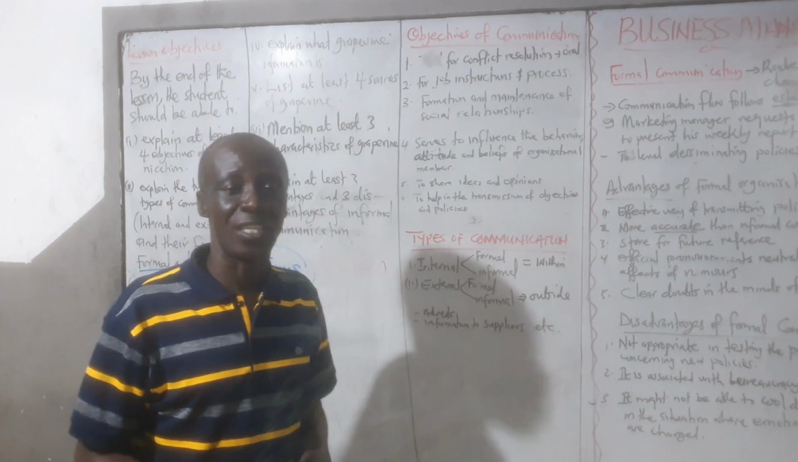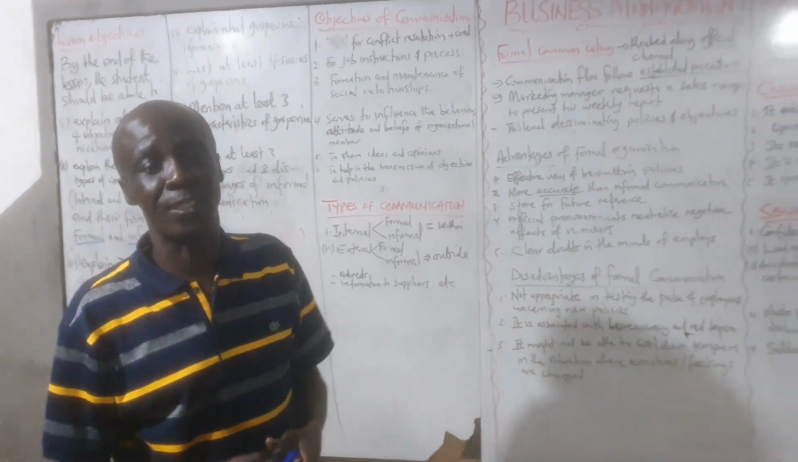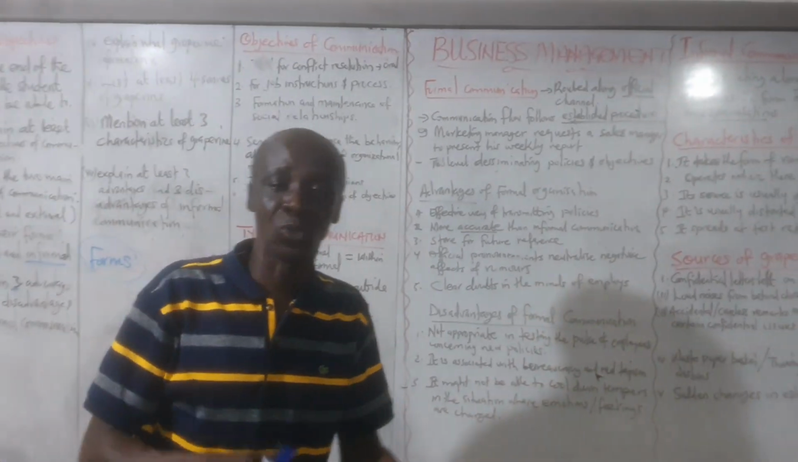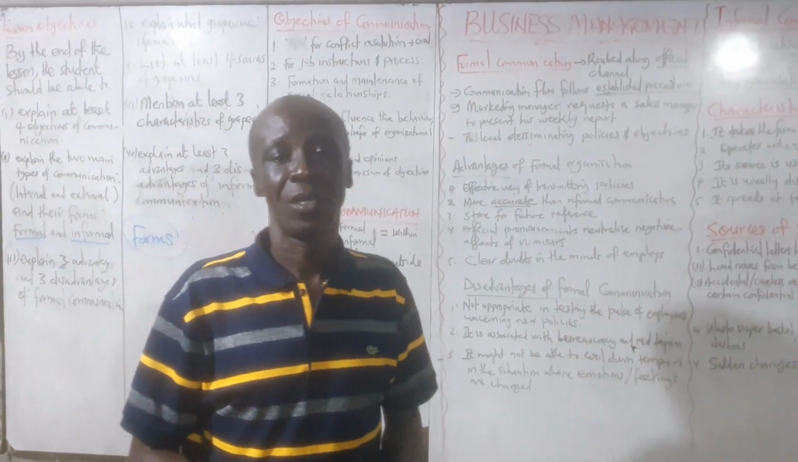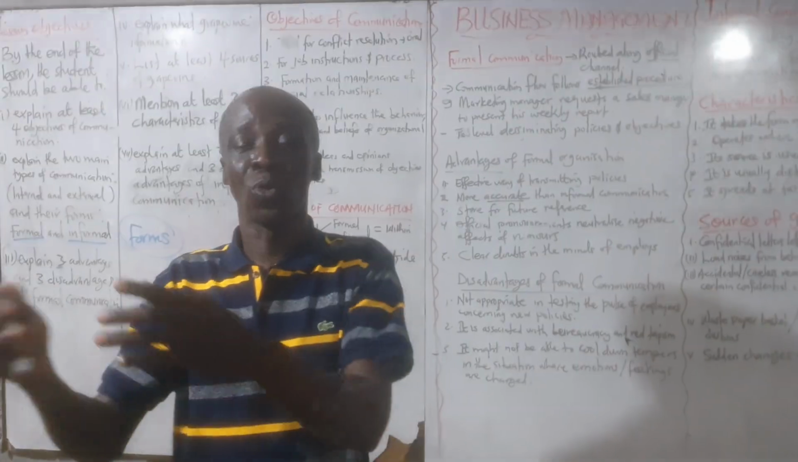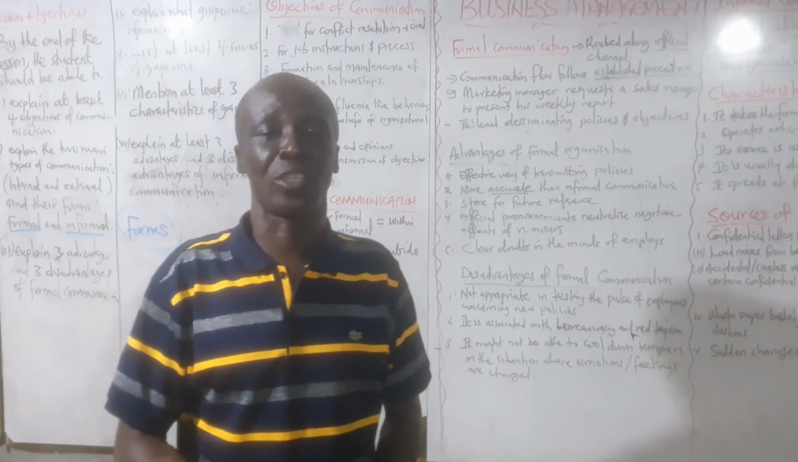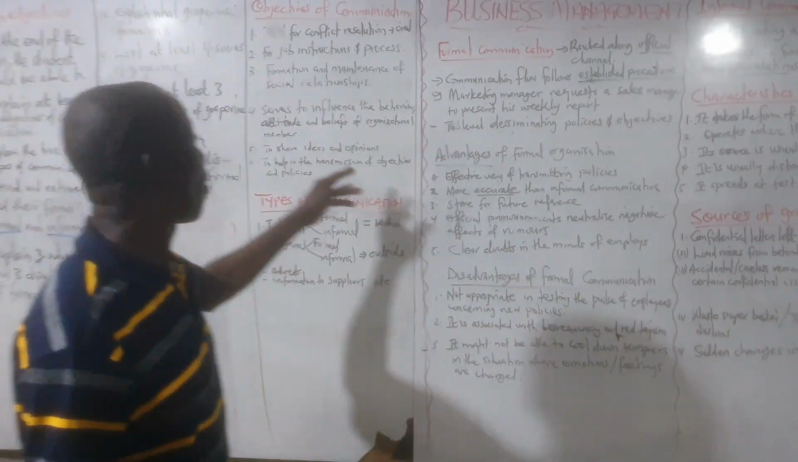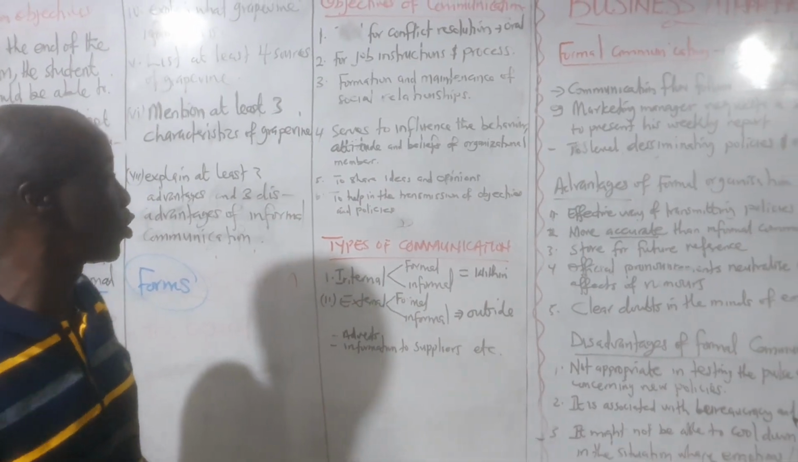You cannot do things the way you want to do it. Rules will change your attitude. If you have a bad attitude, there are rules there. If you go contrary to the rules, you are punished. If a manager wants to do whatever they want to do, policies are there to guide the manager's action. And all these things are done through communication.